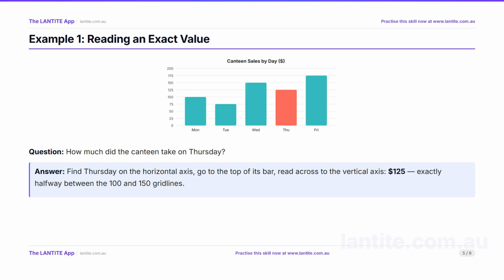Let us read an exact value. The title says Canteen Sales by Day in dollars. The question asks how much the canteen took on Thursday. Here is the method. Find Thursday on the horizontal axis. Go to the top of the Thursday bar, highlighted here in red. Then, read straight across to the vertical axis. The top of the bar sits exactly halfway between the 100 grid line and the 150 grid line, so the answer is $125. Always read across to the axis. Never guess a bar's height by eye.